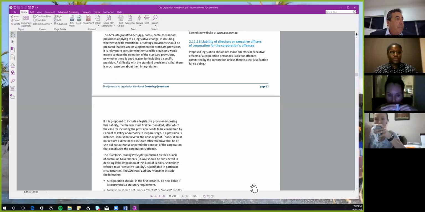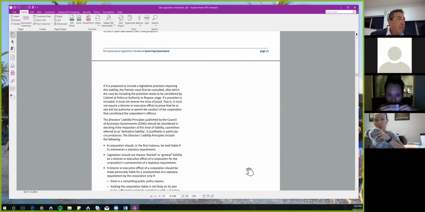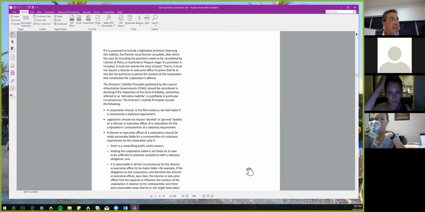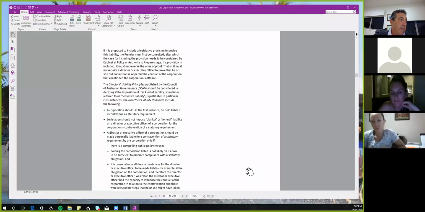It's also a valuable example because it highlights the fact that from time to time, you may need to consider outside agencies. For example, here there's a direct reference to the Directors' Liability Principles published by the Council of Australian Governments, or COAG. So it gives you an opportunity to consider other sources where you may find something that can assist you.